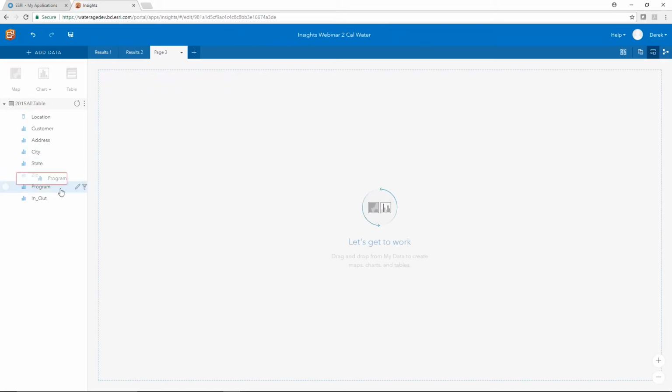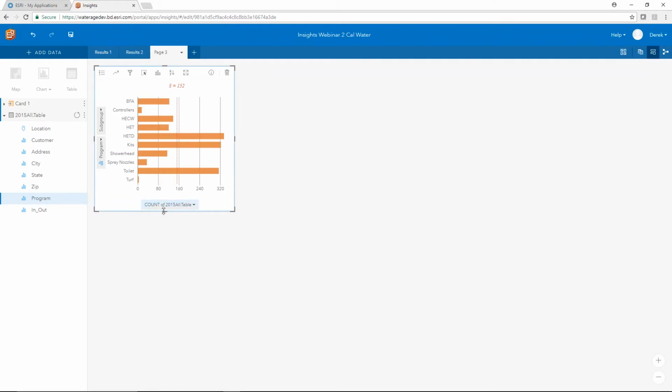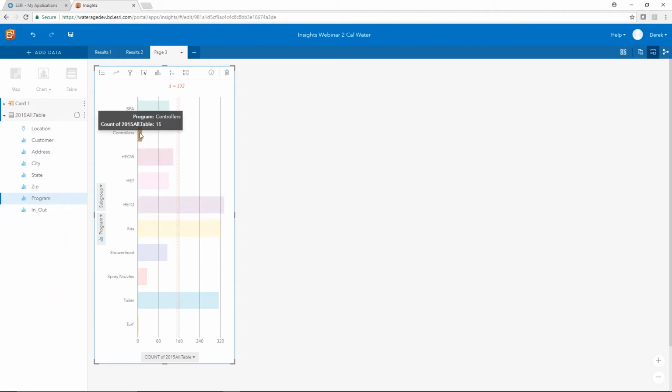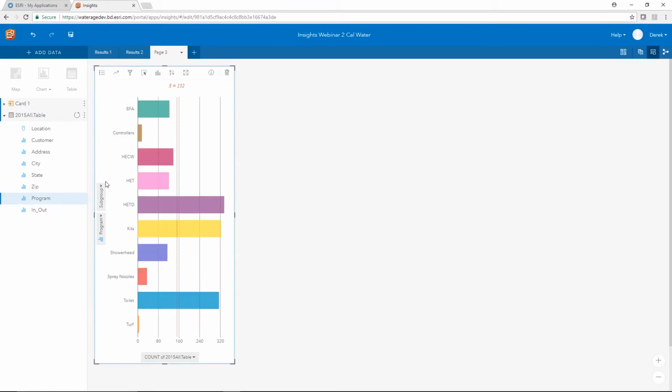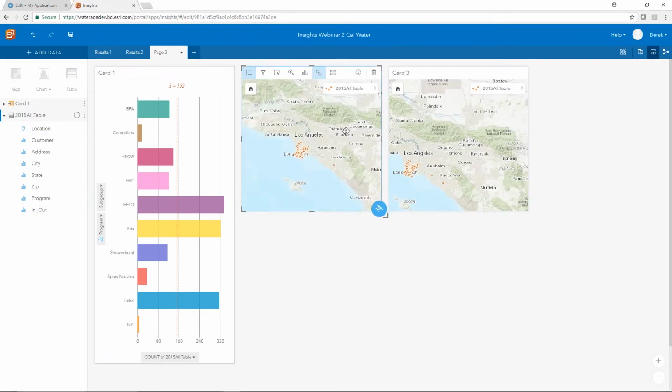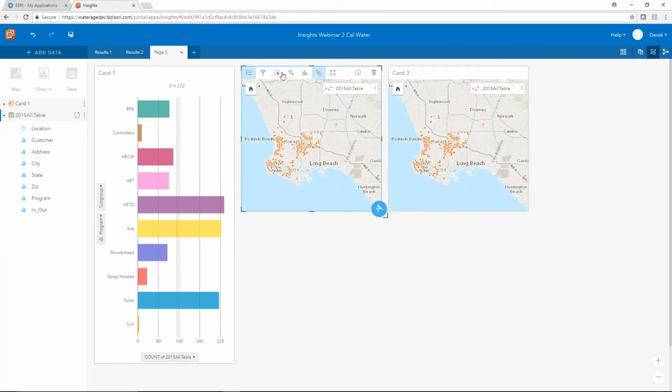If we take a look at these programs right off the bat, what we immediately see is that there are a lot more people using the indoor programs, such as low flow toilets and high efficiency appliances, than are using outdoor programs like controllers, spray nozzles, and turf replacement. If we pull this information over into two separate maps, we can look at the distribution of both of these programs.